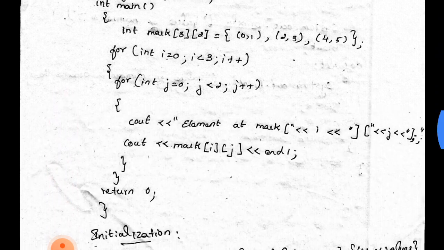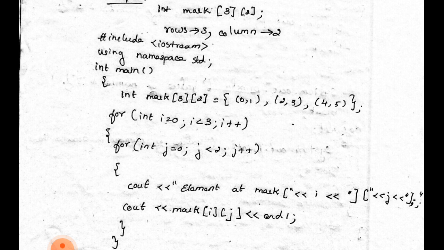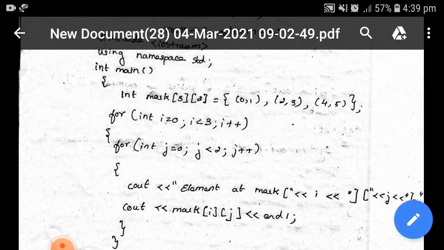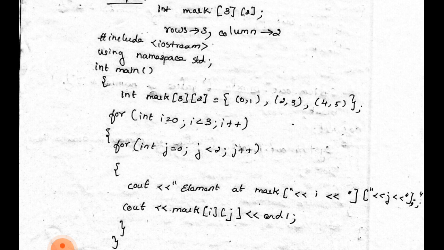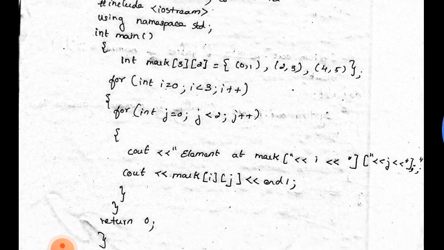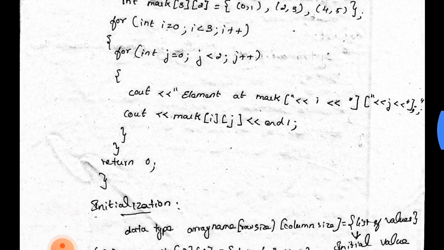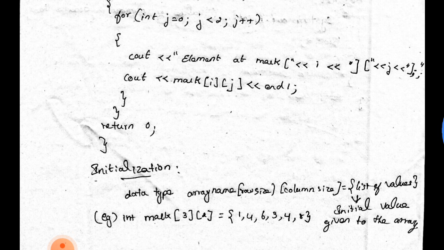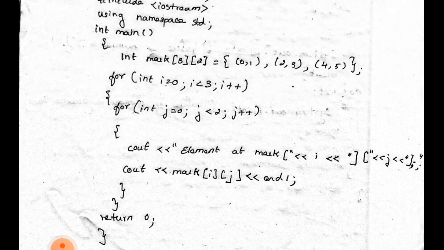Example program. Library function, then main function. Here we are declaring the array. Here the size of the array is declared. Then for initialization, i equal to 0, i less than 3, i plus plus. Then j equal to 0, j less than 2, j plus plus. Then cout the element mark[i][j]. Then return 0. It displays the marks in order.